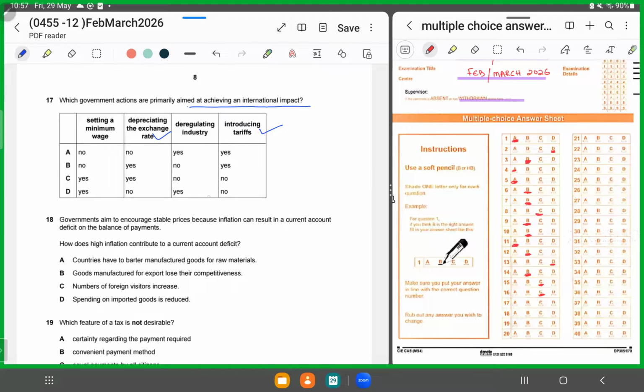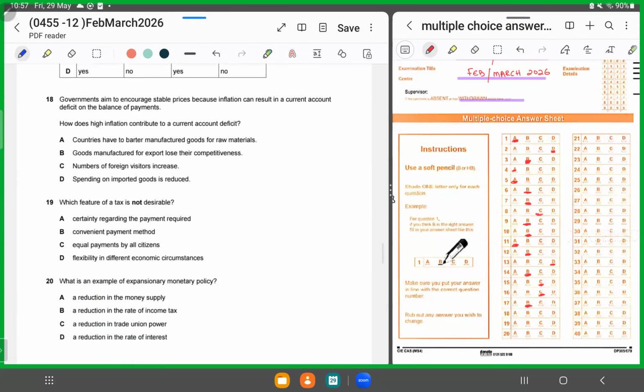So let's look for a yes and a yes in this aspect. It's here and it's here. Deregulating industry and setting a minimum wage are both internal matters, so not necessarily external. So for 17, we should shade B as the correct answer.